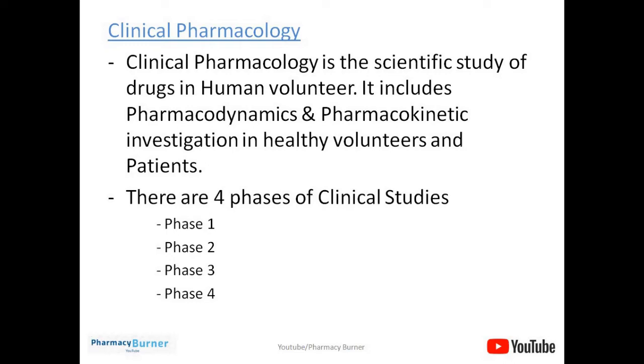Clinical pharmacology is the scientific study of drugs in human volunteers. It includes pharmacodynamic and pharmacokinetic investigation in healthy volunteers as well as patients. So, clinical pharmacology can also be called clinical studies. Clinical studies have 4 phases: phase 1, phase 2, phase 3 and phase 4. These 4 phases we are going to study in upcoming videos.